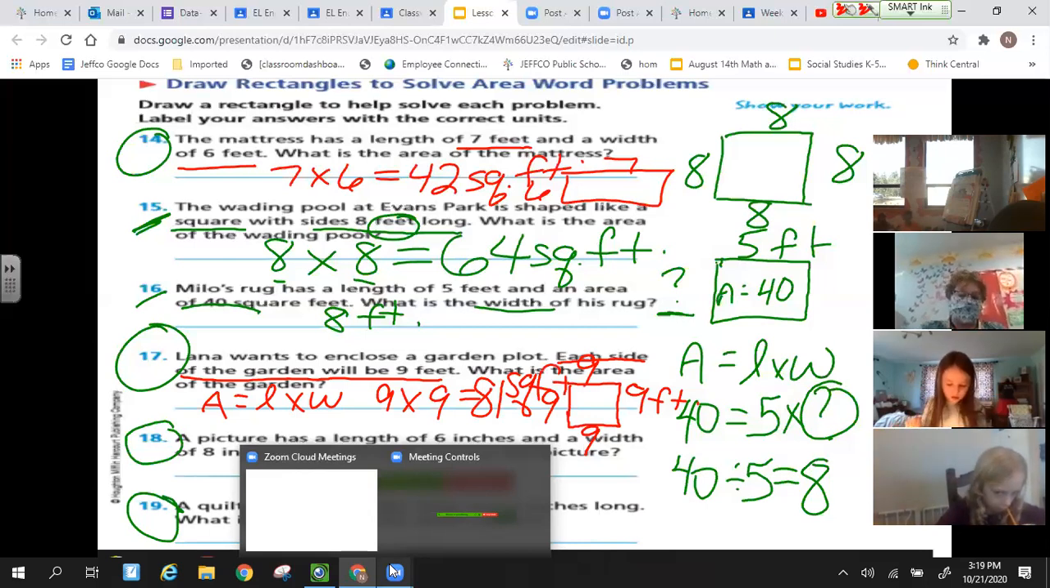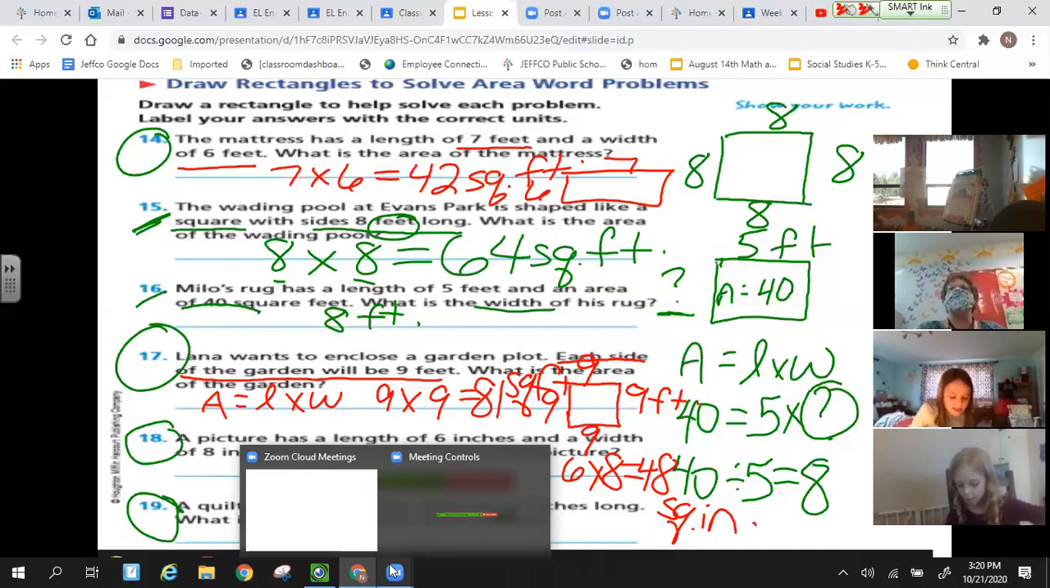And then a picture has a length of 6 inches and a width of 8 inches. 6 times 8 is, we learned it yesterday, 48. You guys are amazing. Awesome. And I can't read the last one.